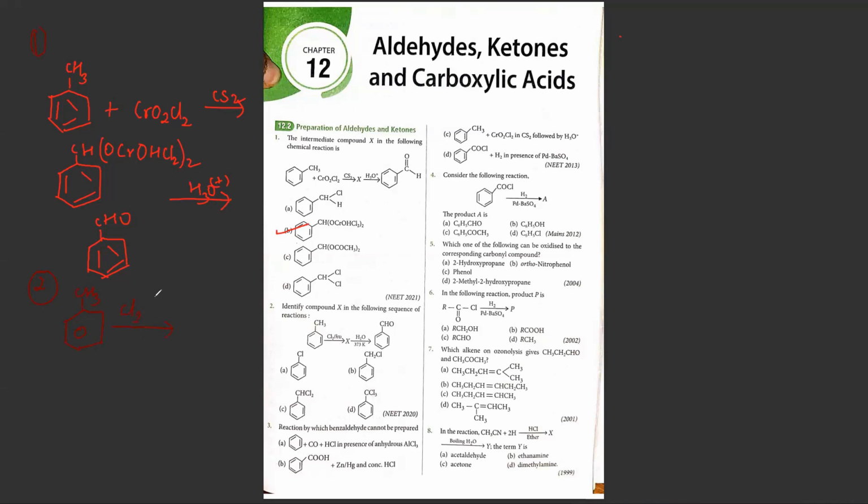Then you are reacting it with chlorine in the presence of H nu, that is light. Chlorine in the presence of light means it is undergoing a free radical mechanism. So it will give you a product X, and it further undergoes hydrolysis at 373 Kelvin, and you get again benzaldehyde. So this is also one of the reactions which we have seen. What is the product X here?